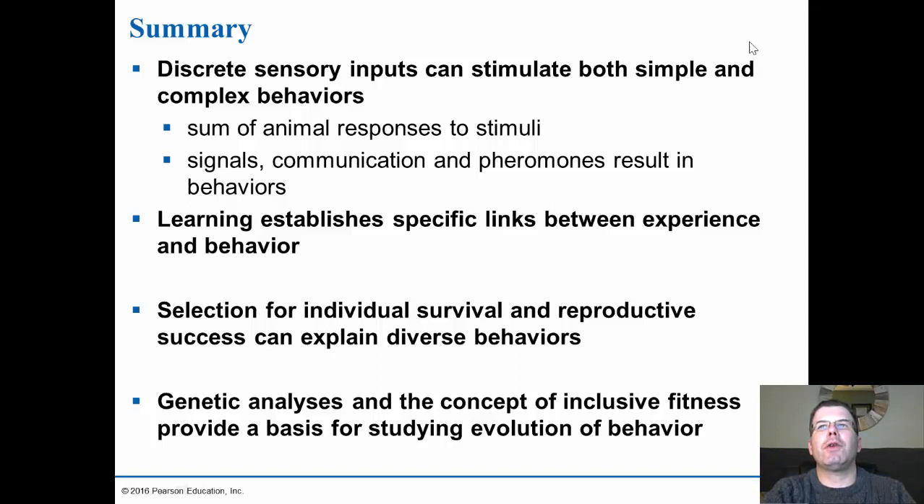Signals, communication, and pheromones result in behaviors as well, and that's intercommunication between the individuals of that species. They communicate with one another, whether it be warning signals, saying hey, there's food here, or maybe for mating behaviors as well. Those are all different types of stimulations that lead to different types of behaviors.